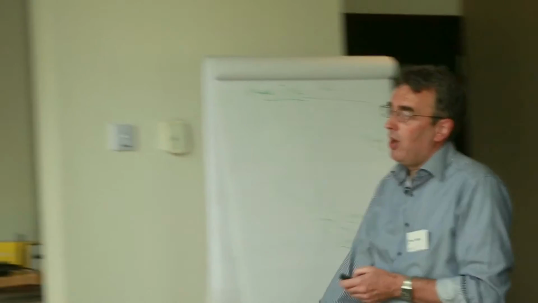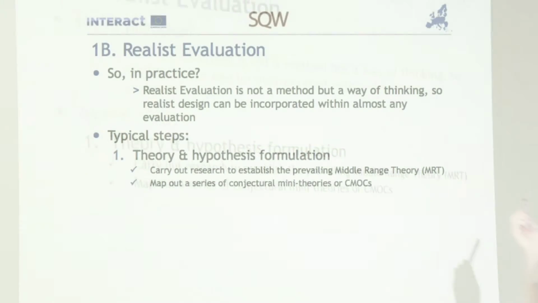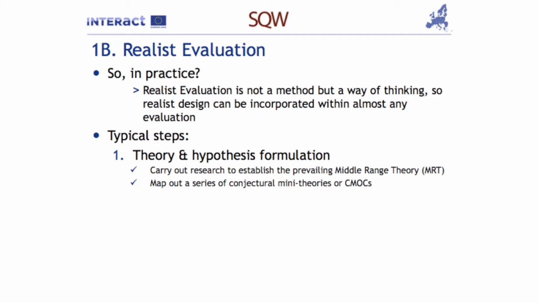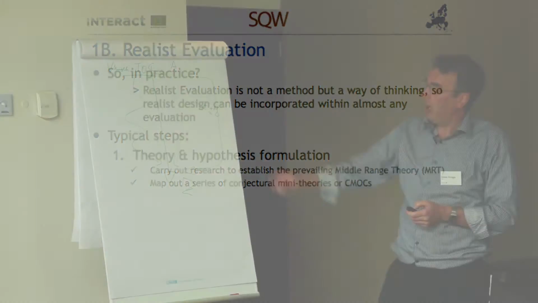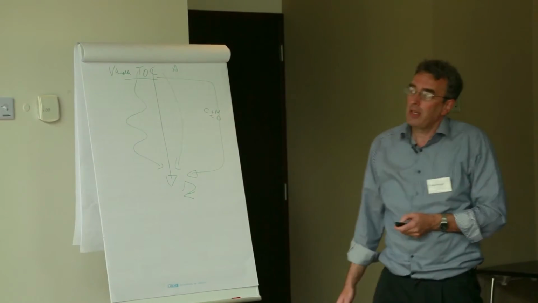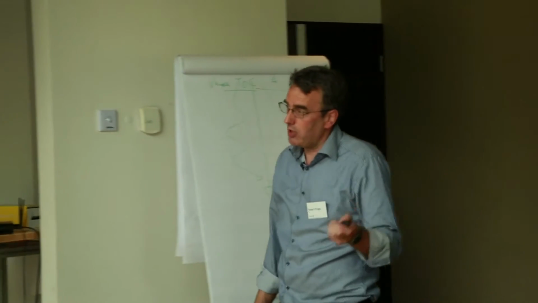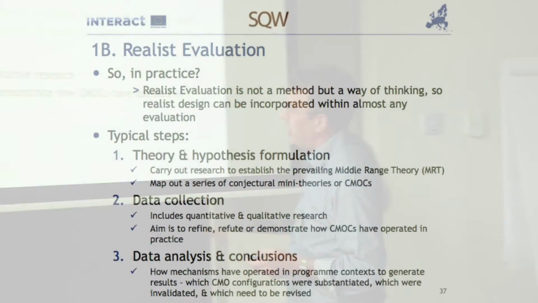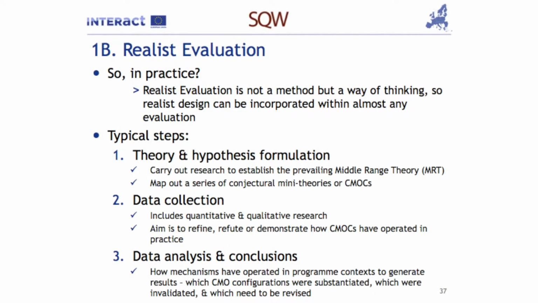Typically, it's a theory and hypothesis formulation exercise, developing what they call the middle range theory. That's this one in the middle. And then a series of what they refer to as conjectural mini theories or CMOCs, a wiggly one, a curved one, an angular one, asking which configurations seem to give the best results in terms of achieving Z. Then data collection, which we talked about a few moments ago, on how each of those different shapes has operated in practice, and from that, analysing and concluding.